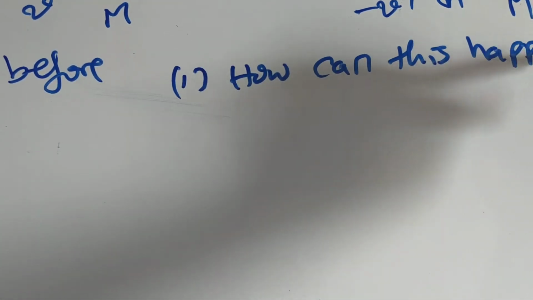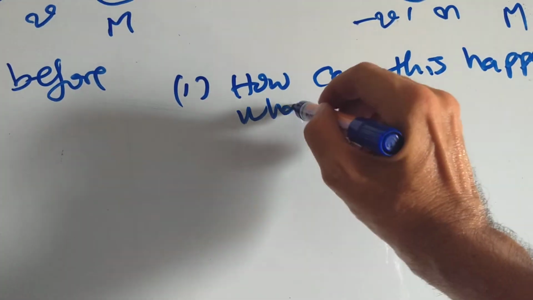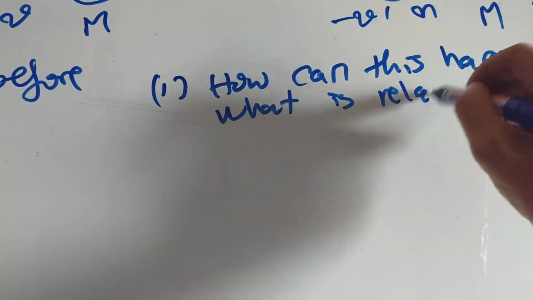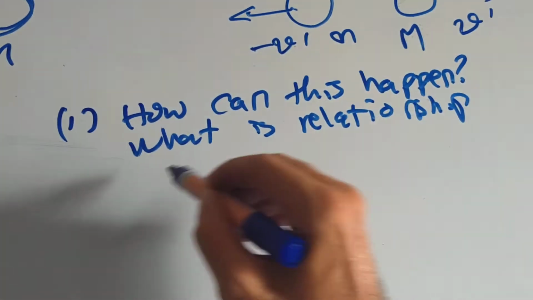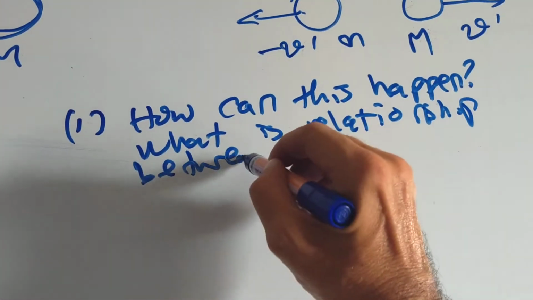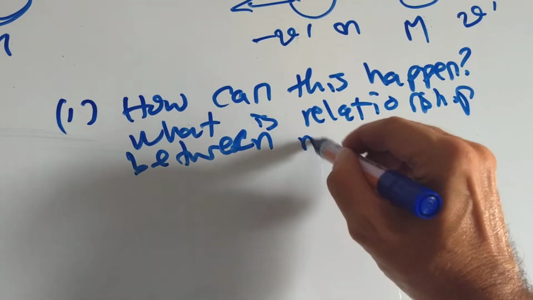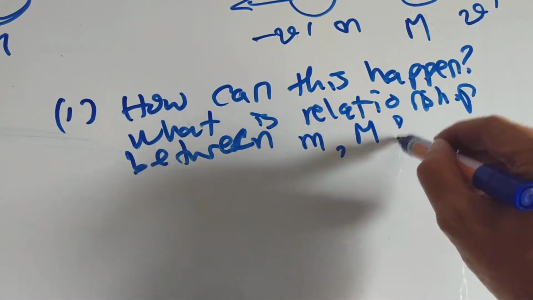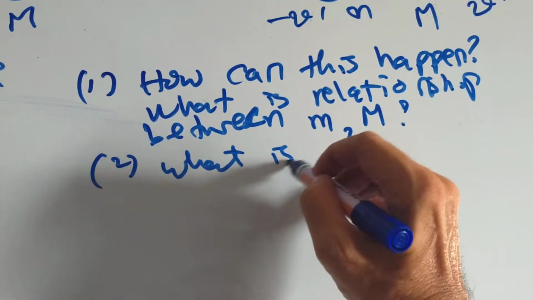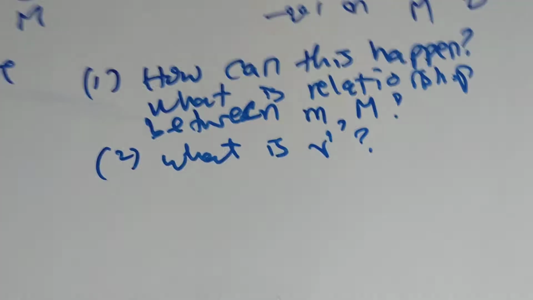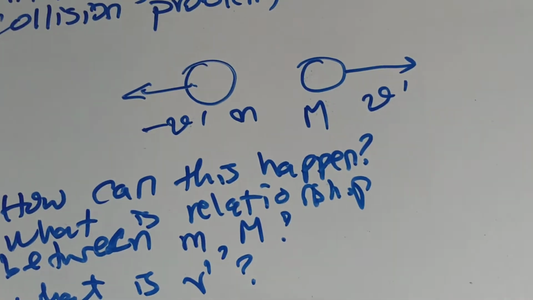So specifically, what is the relationship between little m and big M? All right, and two, what is v prime? Okay, the after collision velocities.